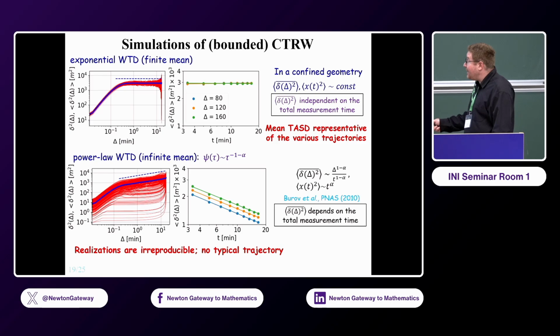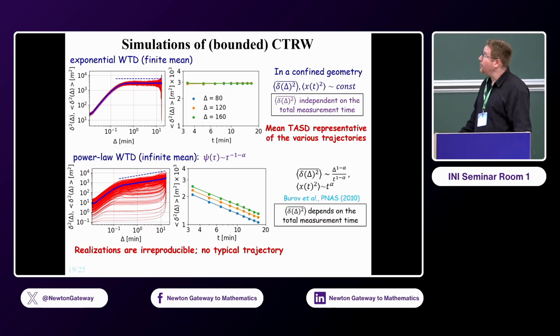Also, the fact that the TSD depends on the total measurement time is indicative of non-ergodicity. It's because when you measure for longer and longer times, basically you allow for sampling of longer and longer waiting times. So from this time average square displacement, you can extract the Hurst exponent alpha, which is, in this case, the exponent of the MSD. And this is what we will do with the data.